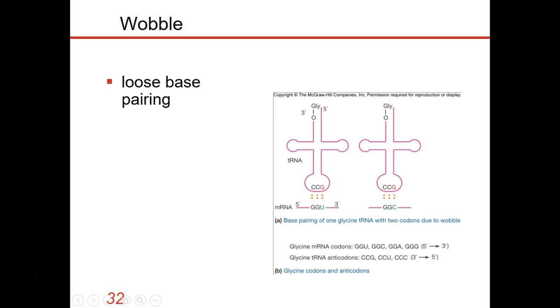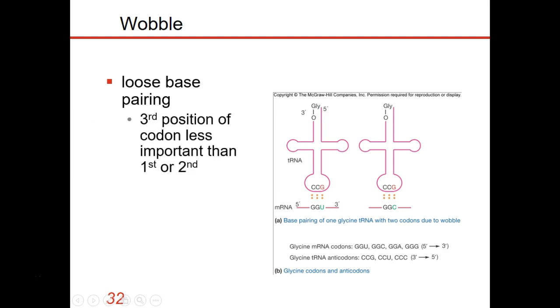And this is discussed in the wobble hypothesis, which basically states that the first nucleotide and then the second nucleotide are the most important nucleotides. The third one is least important, so it's less important than the other 2. So you can have a GGU here or a GGC here, and they both are going to carry glycine.